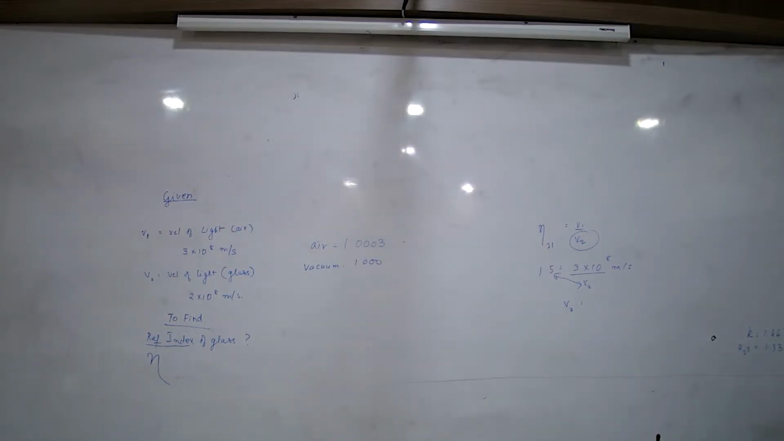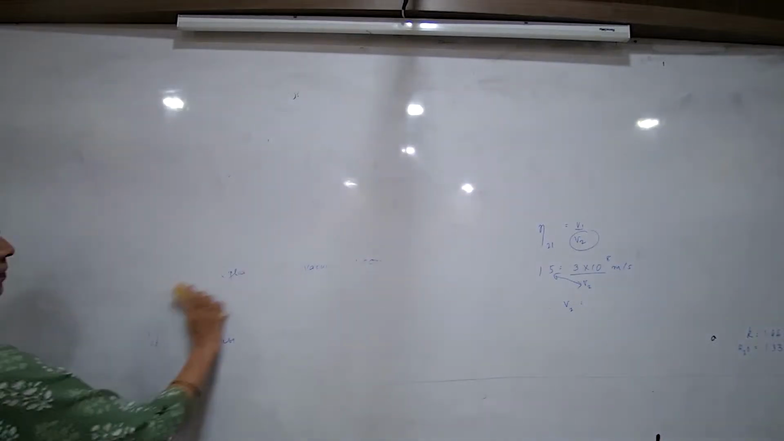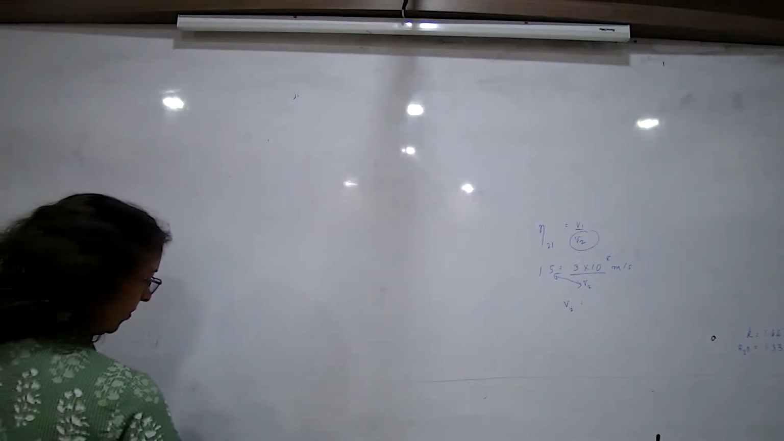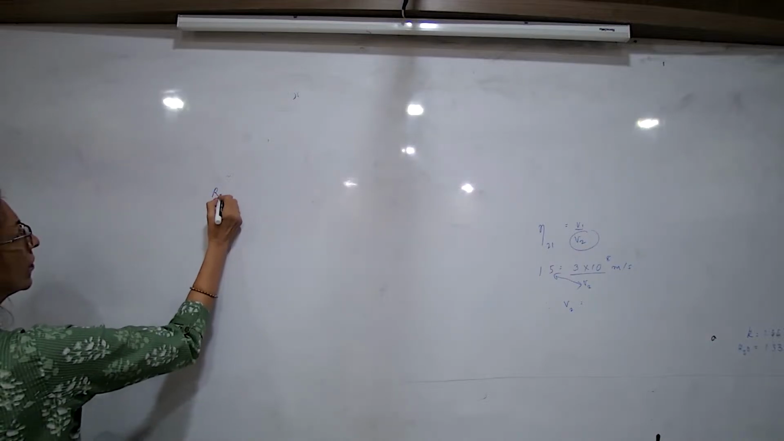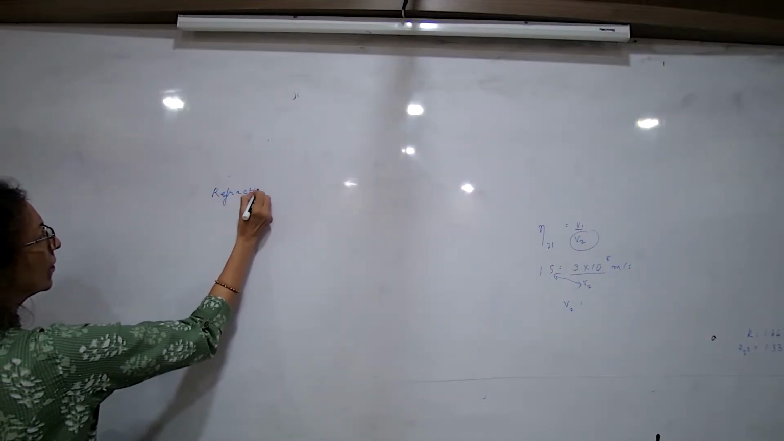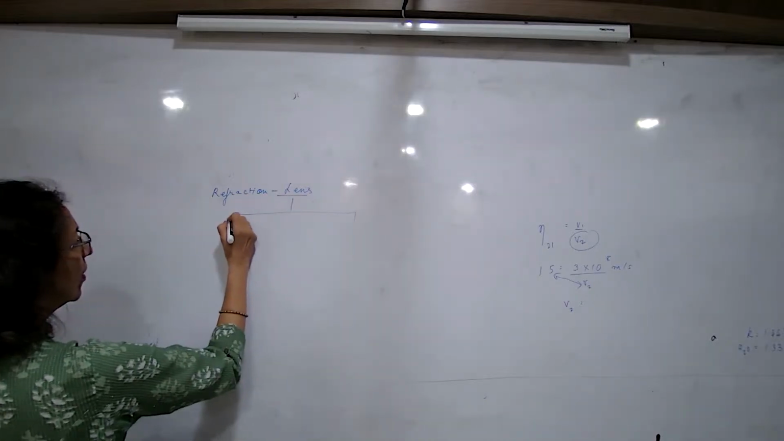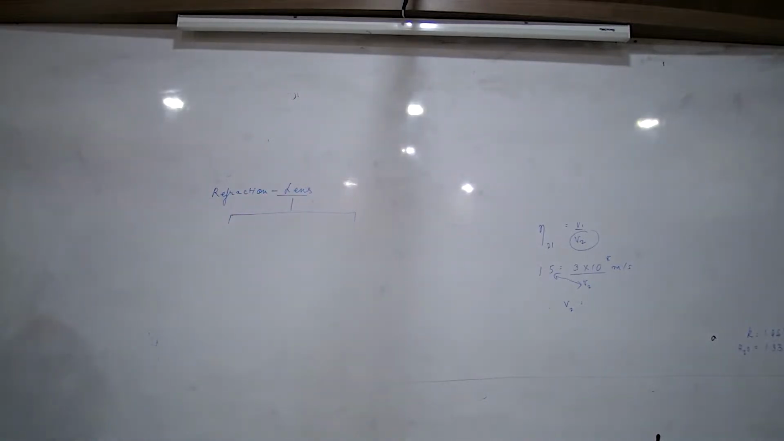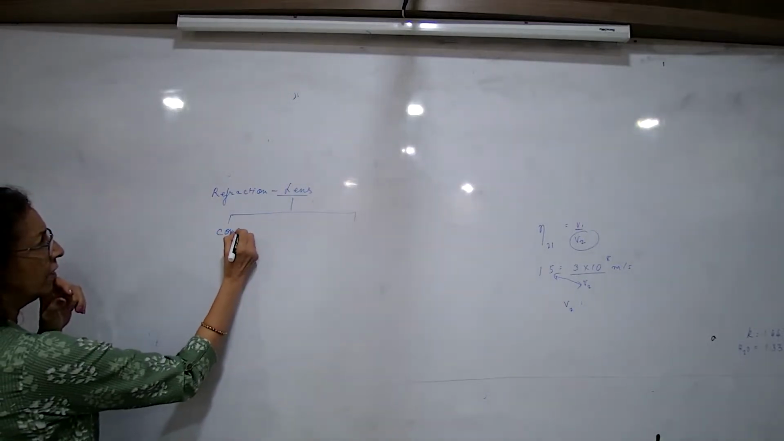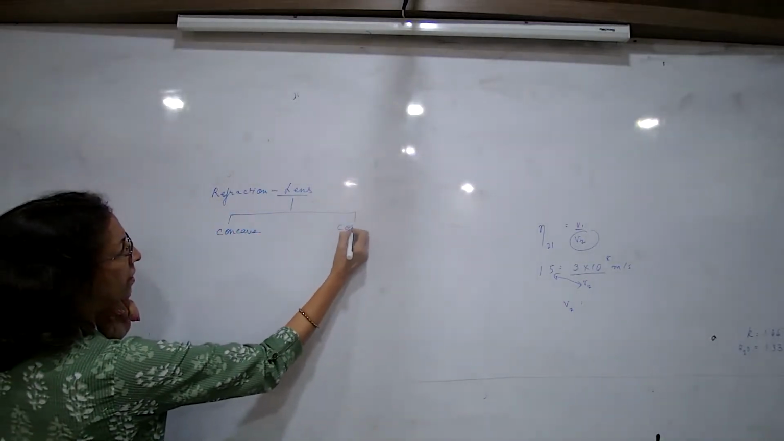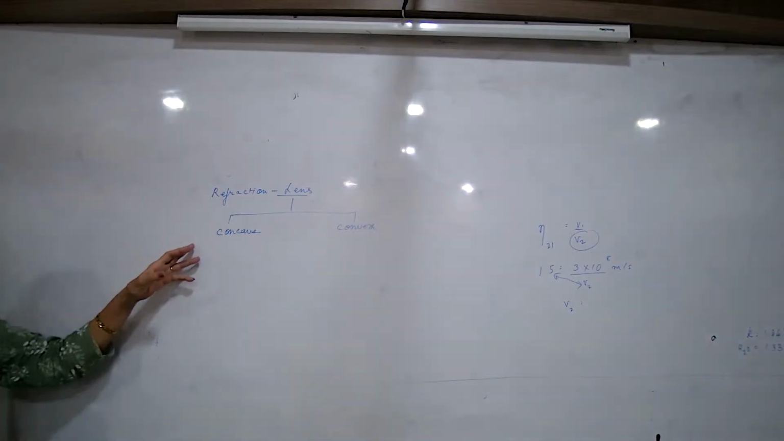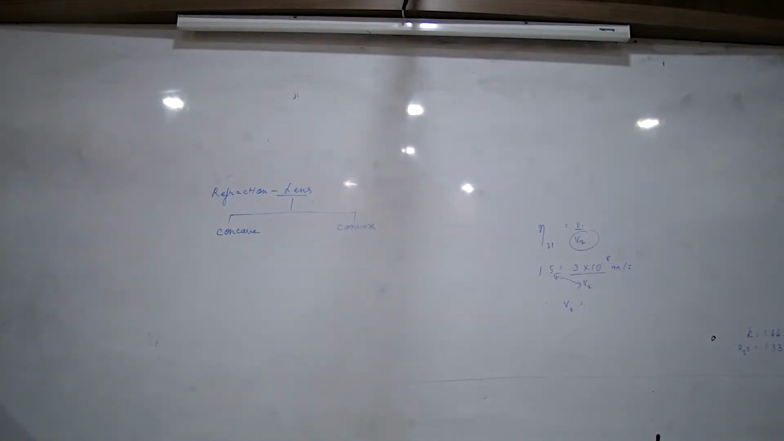Refraction by spherical lenses. We will start. What are the two types of lenses we'll be talking about? Concave and convex. Now, since we have done mirrors, this will become very easy because more or less the terms are going to be very similar, except for a few differences.